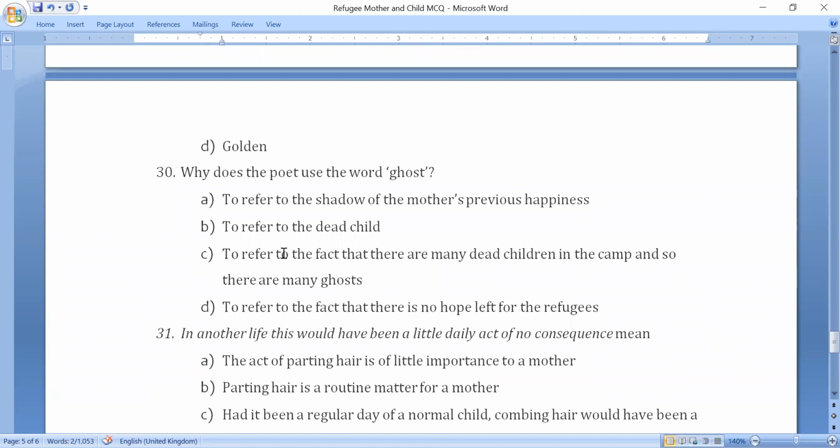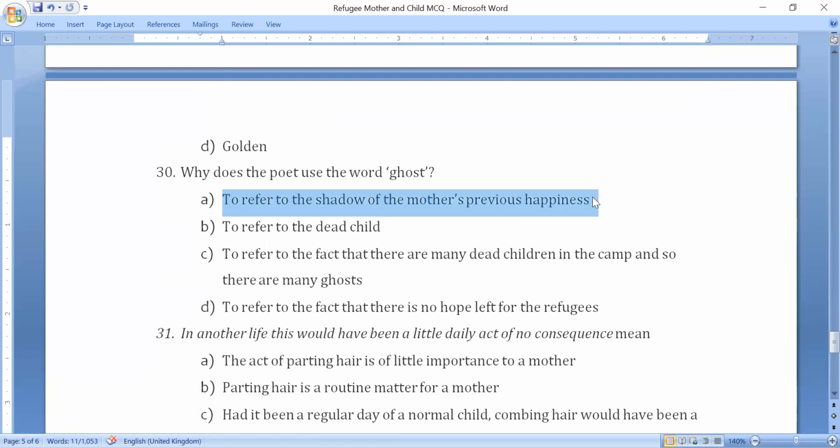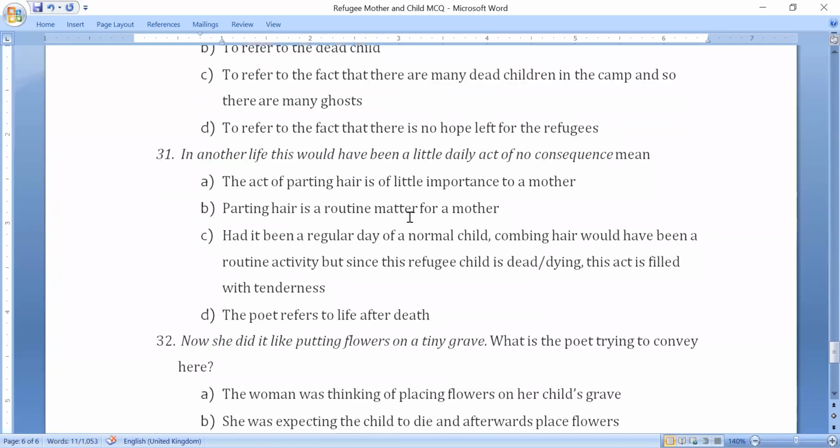Why does the poet use the word ghost? To refer to the shadow of the mother's previous happiness, to refer to the dead child, to refer to the fact that there are many dead children in the camp and so there are many ghosts, or to refer to the fact that there is no hope left for the refugees. So the right answer is A. It reflects the previous happiness. It is not there, so it's a ghost.